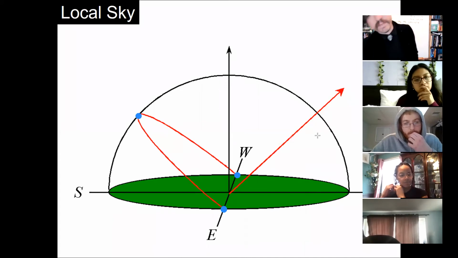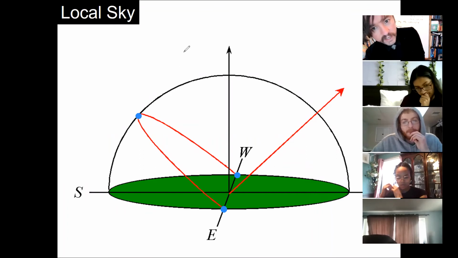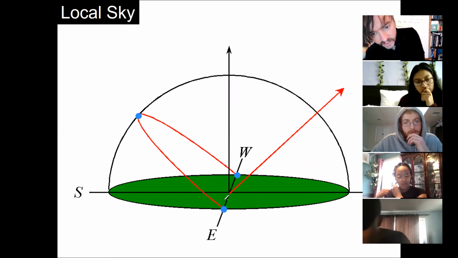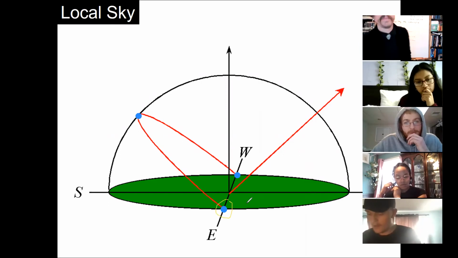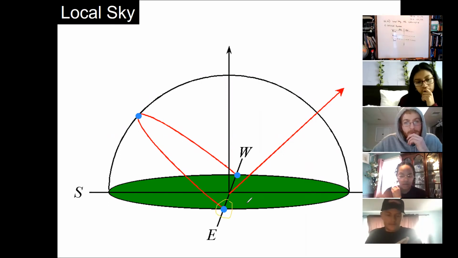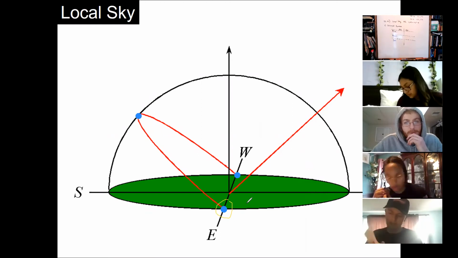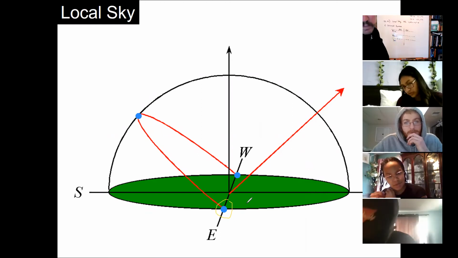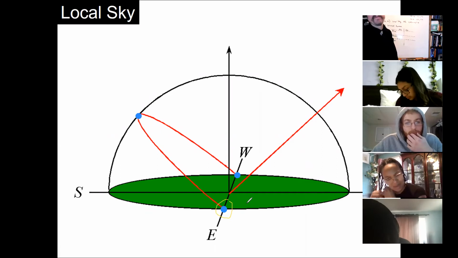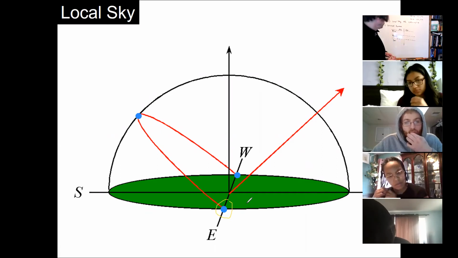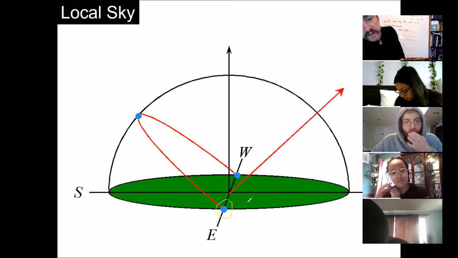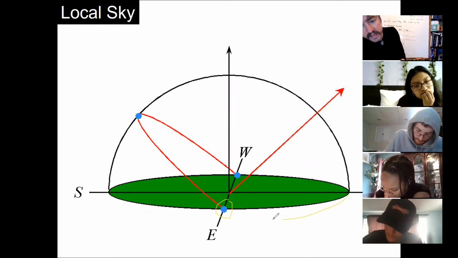So anyone who feels up to it, let's start with the rise point. I'm looking for the altitude and the azimuth of that point. Is that going to be 0? Which angle? The altitude? Very good, because it's on the horizon. So the altitude is 0. Excellent. How about the azimuth?